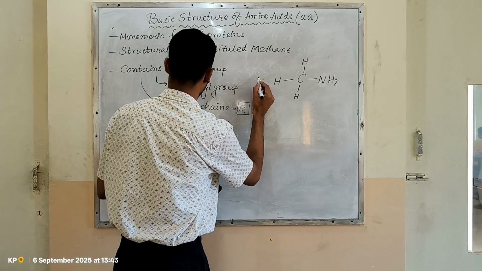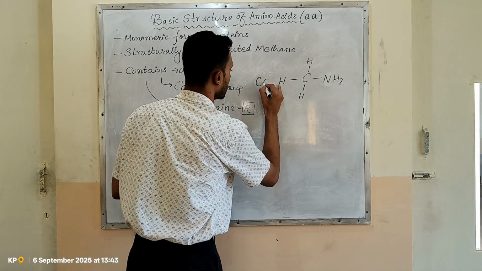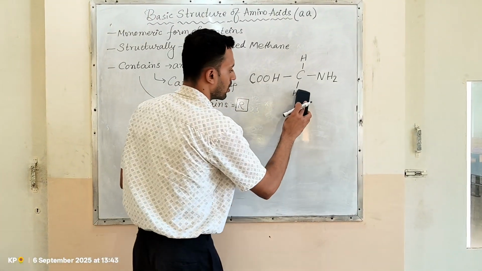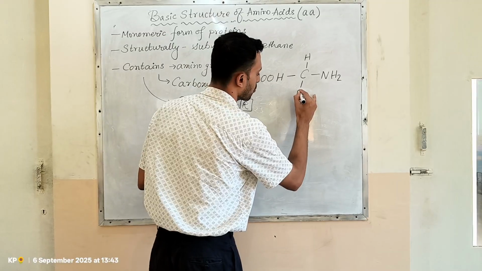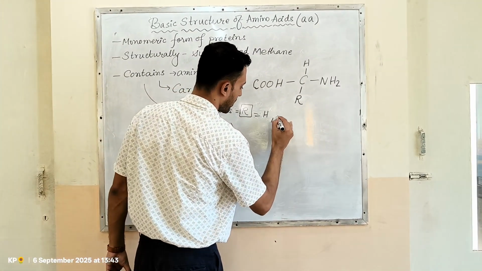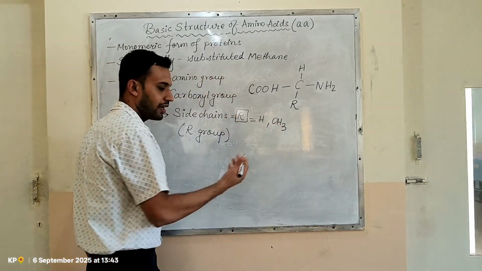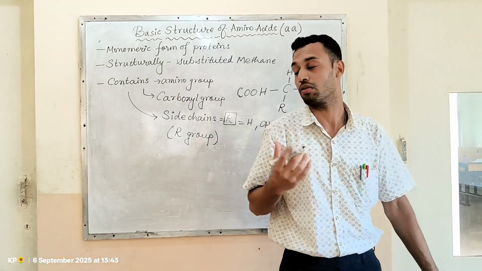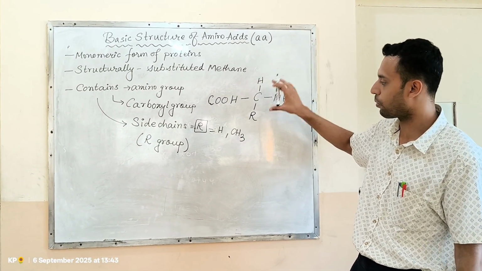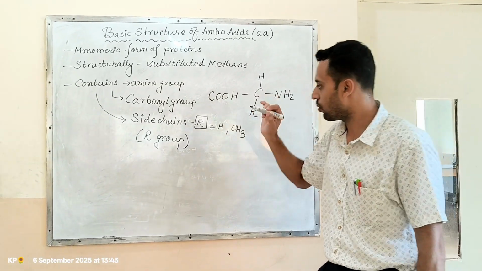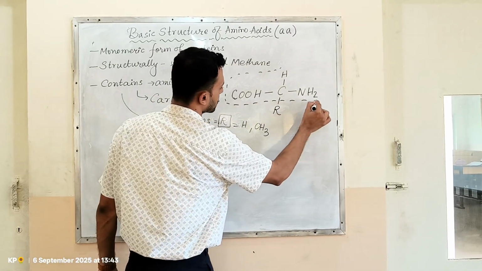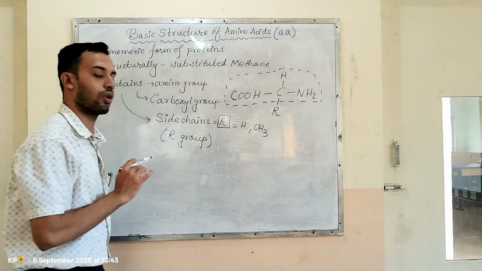and another by one carboxylic acid group or carboxyl group, which is COOH, and there is a side chain which we commonly refer to as the R group, where R can be anything. R can be hydrogen, it can be a methyl group or any compound, basically a hydrocarbon, that can represent a particular property of this amino acid. Now, this is the common structure for all the amino acids.